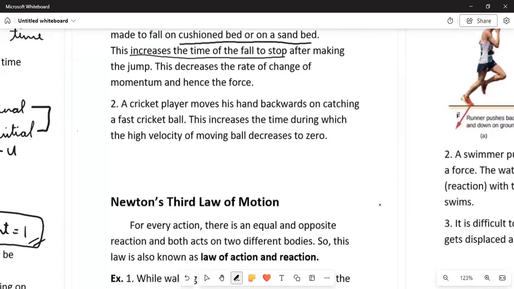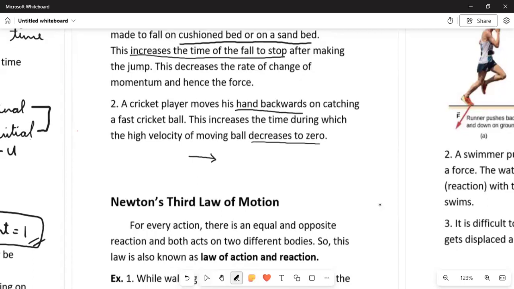See this second. A cricket player moves his hand backwards on catching a fast ball. This increases the time during which the high velocity of the moving ball decreases to 0. Now, whenever a cricketer tries to catch a ball during a match, he tries to move his hand backwards. And in this way, he will increase the time of the change of momentum.